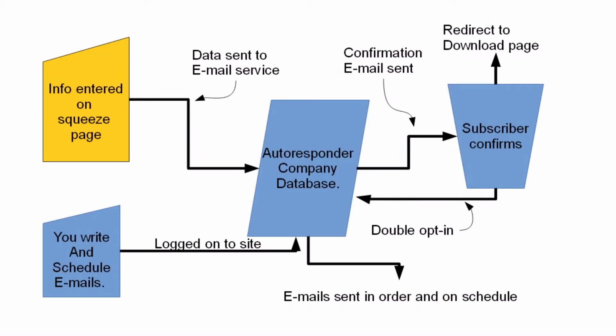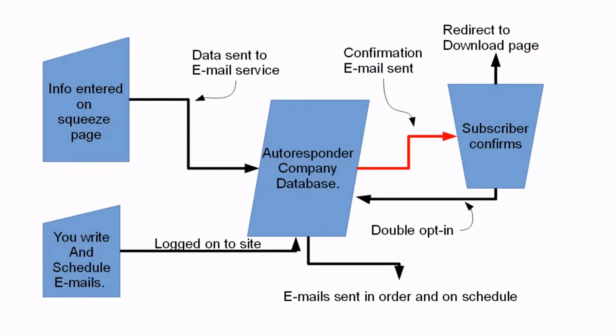In this video, I want to talk you through the different types of email service, which is also known as an autoresponder service. But before I do, let me just talk you through how the whole system works. What happens is somebody comes to your squeeze page and they enter their information, normally their first name and their email address, into the box on your squeeze page. That data then gets sent to your email service or autoresponder company, and they store that information on their database.